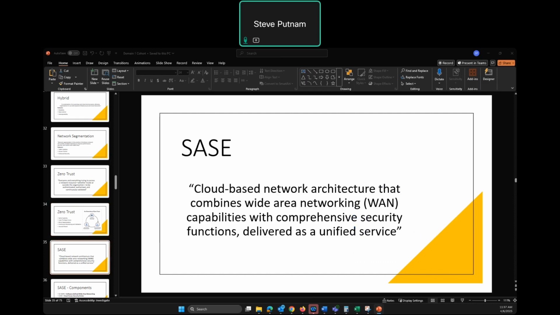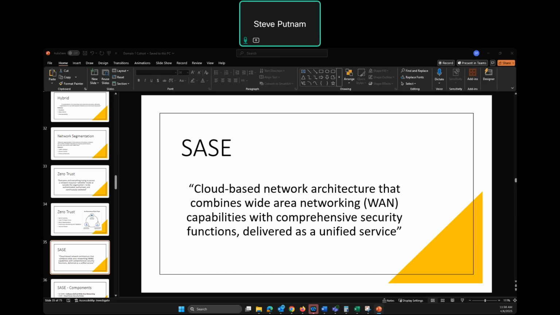It's a cloud-based network architecture that combines wide area networking capabilities with comprehensive security functions delivered as a unified service. So it consolidates networking and security into a single platform. So it provides an organization with flexibility and scalability to secure remote workers, cloud applications, distributed networks efficiently.